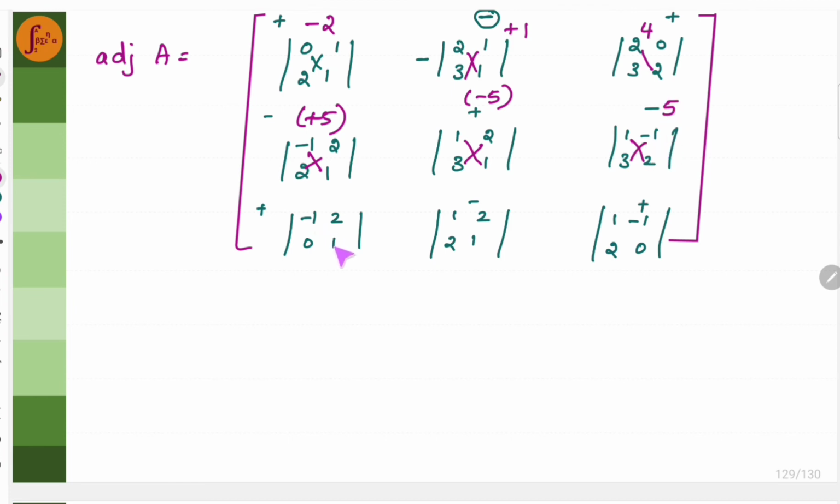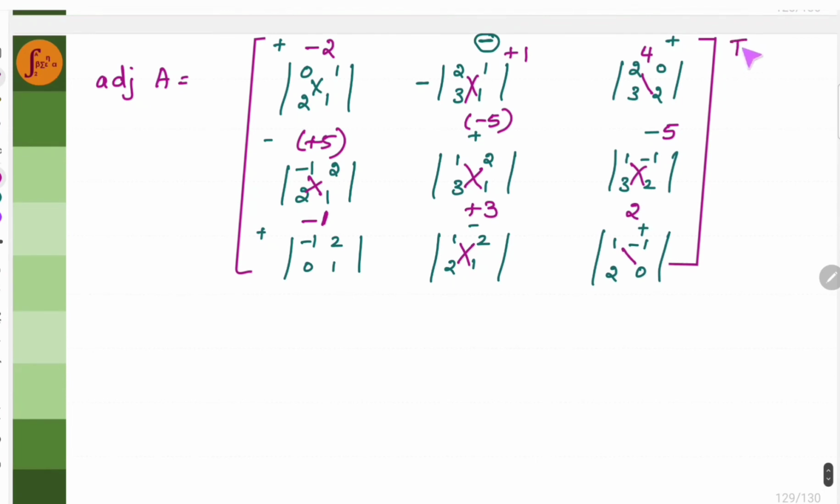Next one is minus 1 into 0. Minus 1 plus 0. This one is 1 minus 4. 1 minus 4 is minus 3. And there's already a minus here. So minus of minus 3 is going to become plus 3. The next one is 0 minus of minus 2. So it's going to be plus 2. Now, remember that this has to be a transpose. Never forget this. We'll have to take a transpose here, right?